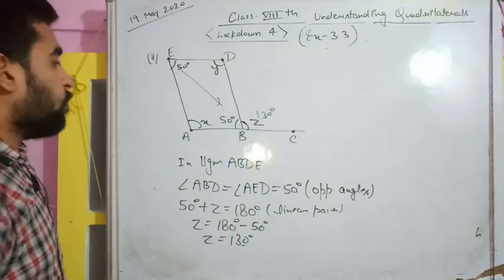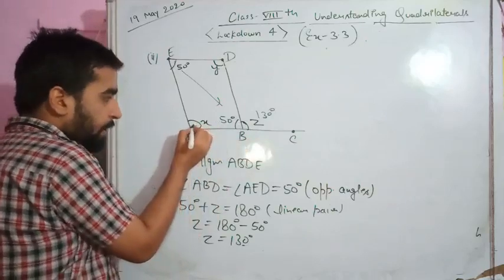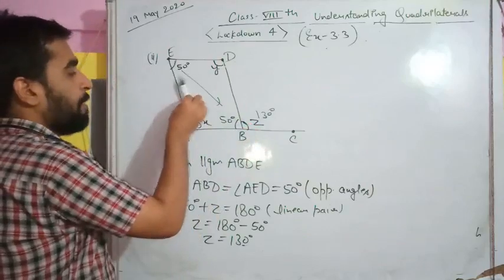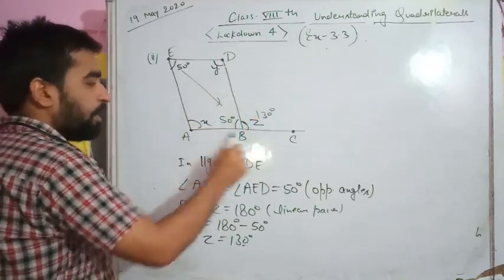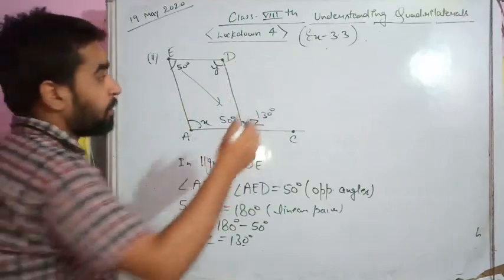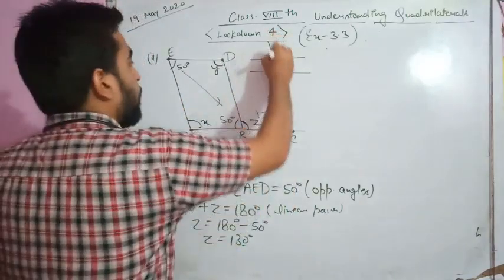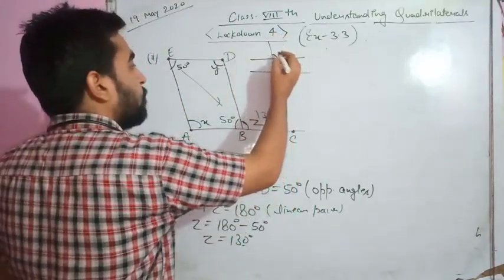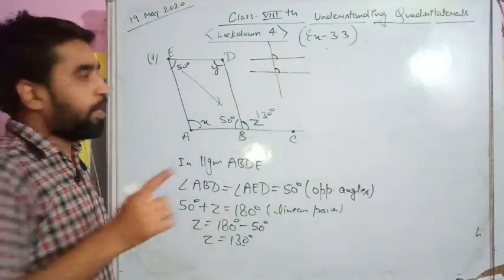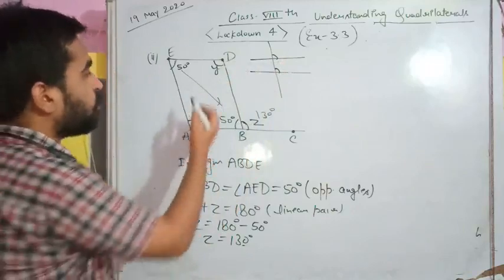Fine. How to calculate x? X will be equal to 130. Why will x be 130? These two are parallel lines and one transversal we have drawn. If you remember, in class 7th you have studied one property. Suppose there are two parallel lines and one transversal is drawn, then the transversal will make equal angles with both the parallel lines, and these two angles are corresponding angles. Remember? So the same property we are going to apply.